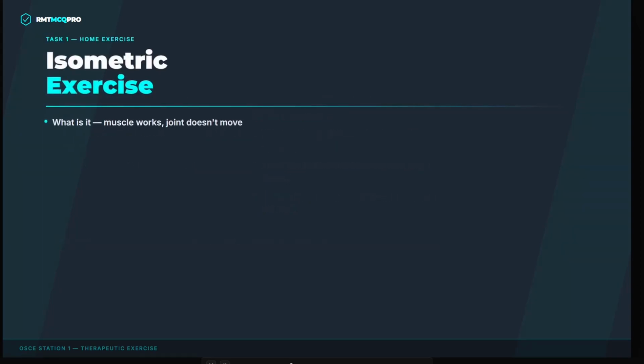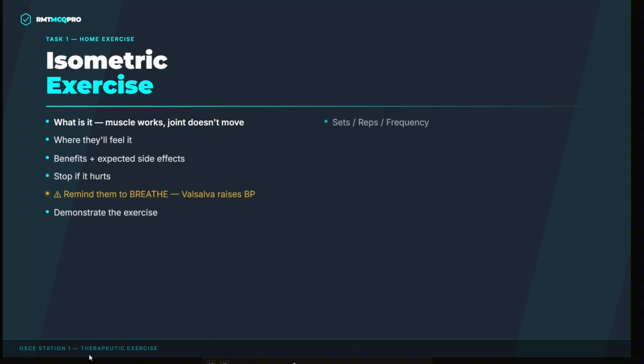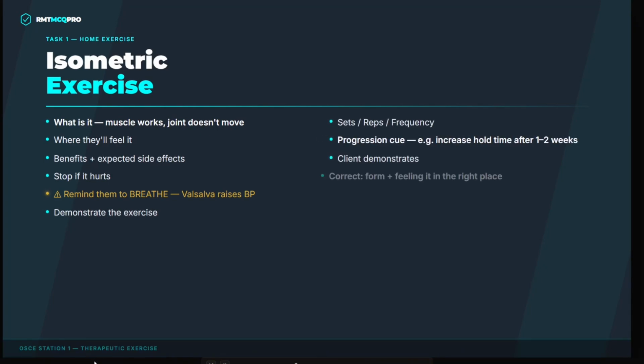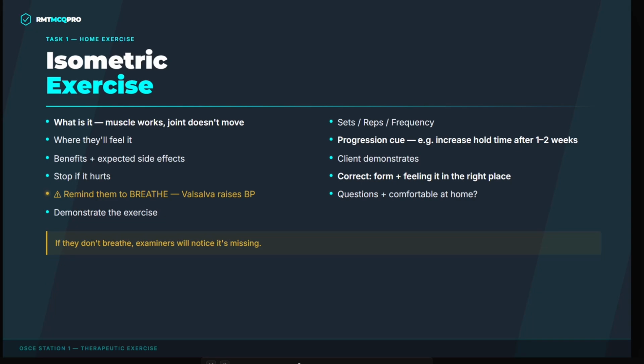Your first task is to teach and demonstrate an isometric exercise for one of your client's muscles. Start with a brief explanation of what an isometric exercise is: a contraction where the muscle works but the joint doesn't move. Show them where they'll feel it, explain the general benefits of this type of exercise, and mention the expected side effects. For example, that they might feel some muscle soreness the next day, and that's normal. Let them know to stop if they feel any pain.